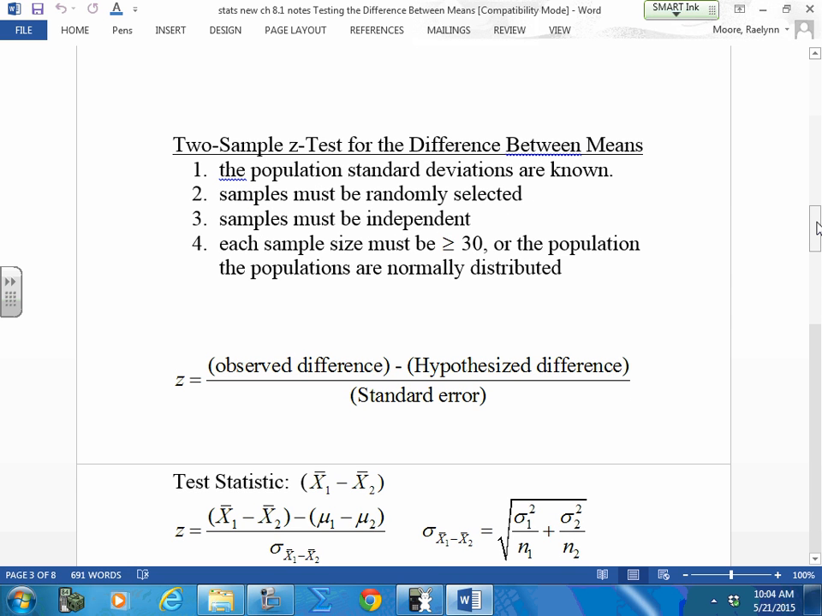Our population standard deviations, whenever we do a z-score, are known. We have to know those, otherwise we have a T, and we'll do a T. The samples must be randomly selected, they must be independent, and each sample size must be greater than or equal to 30, or they have to tell us that the population was normally distributed. That doesn't change. Same thing.